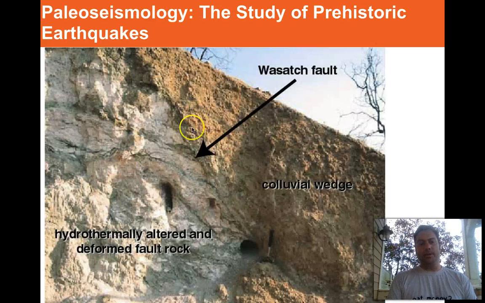Here's Paleoseismology. We come to this again. Here's the Wasatch Fault, and we see a colluvial wedge we can go through. We can look for fossils in here and figure out how old this colluvial wedge is. Colluvium is basically the trash that's on top of the fault that washes over and builds up along it. We can study the relationship between these two, and we can actually get a pretty good idea of how often this fault actually moves. It's a really cool study.